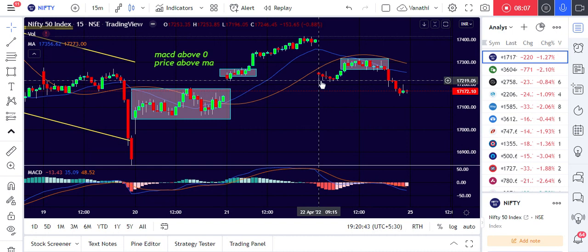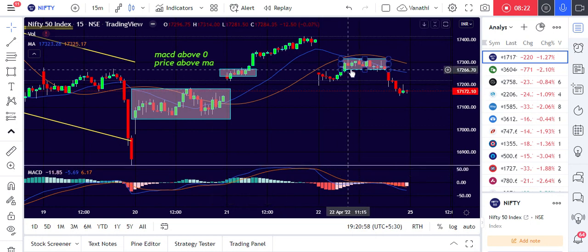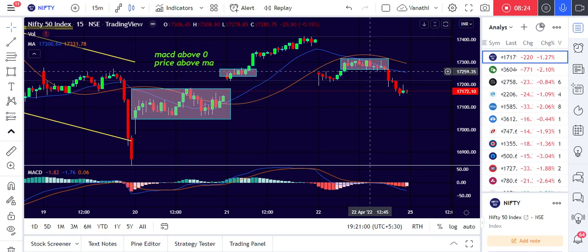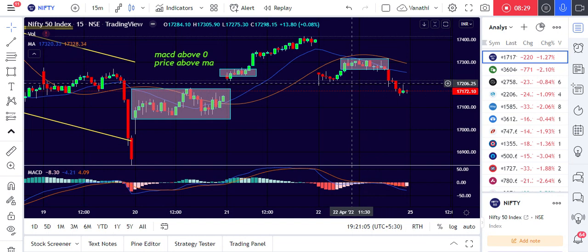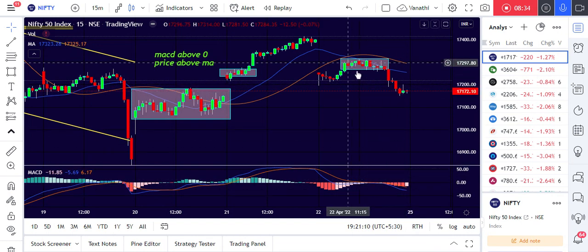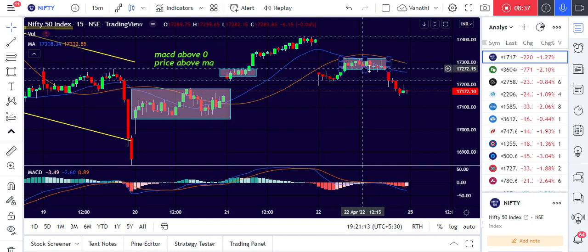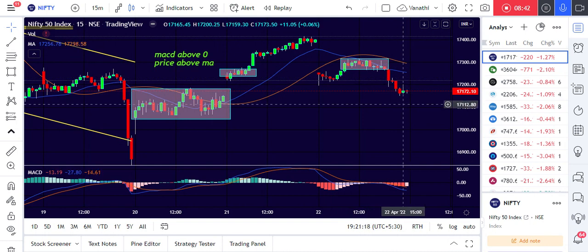And here the price opened gap down. When the price was opening gap down, it was below the moving average, but at that time the MACD was above 0, so we are waiting for the MACD to go below 0, and also the price should be below the moving average. Here the price is testing the moving average, and the MACD was below 0. So this consolidation zone is the confirmation that we can sell, and once the consolidation zone broke out, the movement was good.